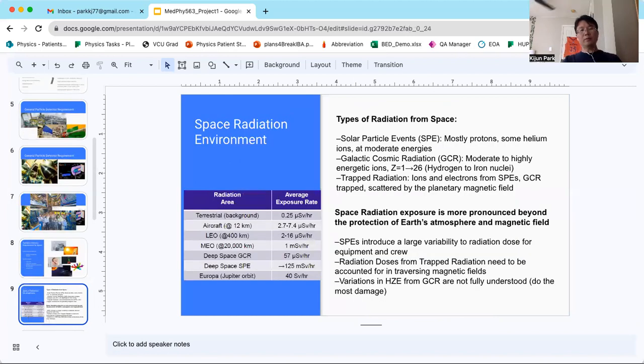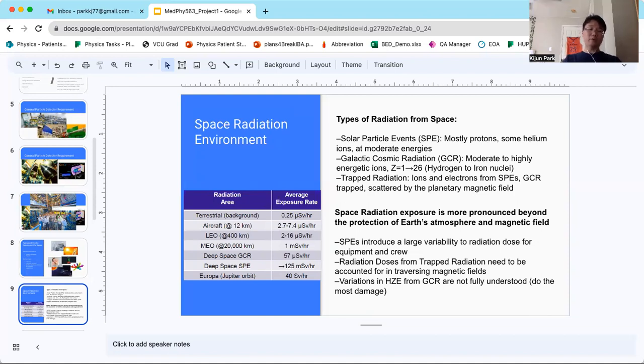I want to bring up the space radiation environment. For example, compared to the terrestrial level, the radiation level is about 2.25 microsievert per hour, but going into deep space in the galactic regions, we expect about 60 microsievert per hour, which is more than 200 times higher than on Earth. So what is the type of radiation in space?